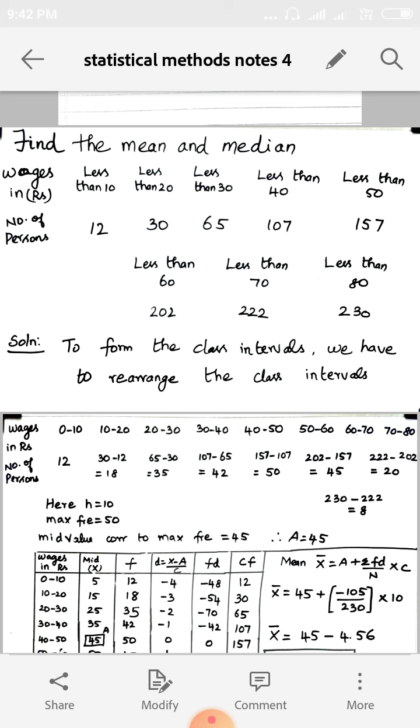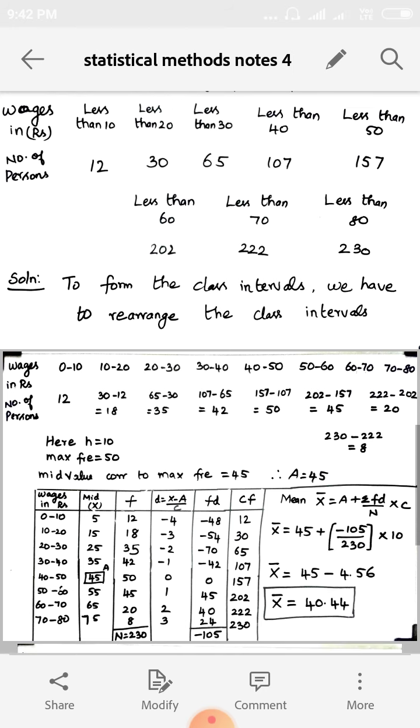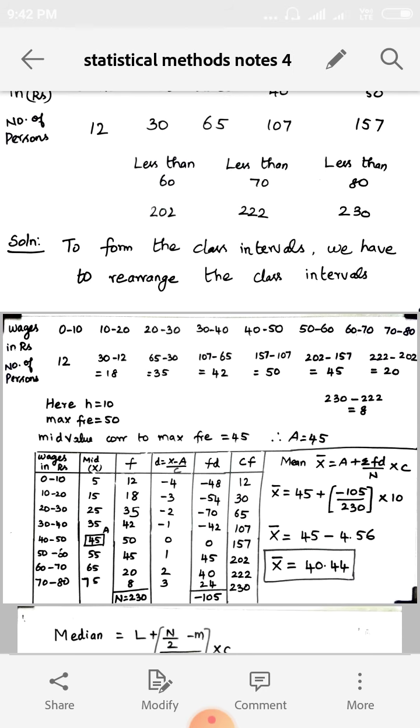From the cumulative frequency, what do we have to find? We have to find the frequency. How can we find the frequency? See the wages. We write the class intervals.